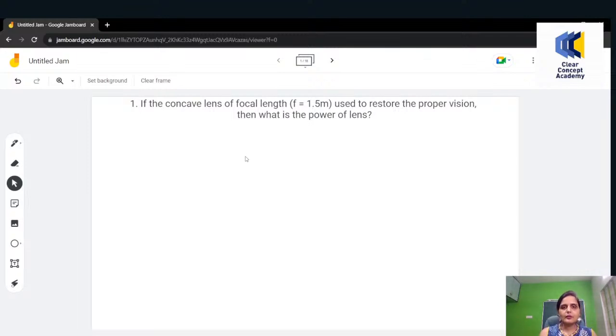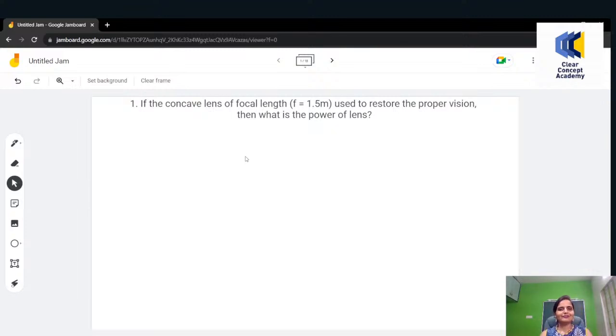Out of these three major defects that we are learning this year, our main focus is on myopia and hypermetropia. Myopia is nearsightedness, in which the person is not able to view objects at a far distance clearly. In hypermetropia, which is farsightedness, the person is not able to view objects clearly at a near distance. We also learnt in this chapter the kinds of lenses that are used to correct these defects.